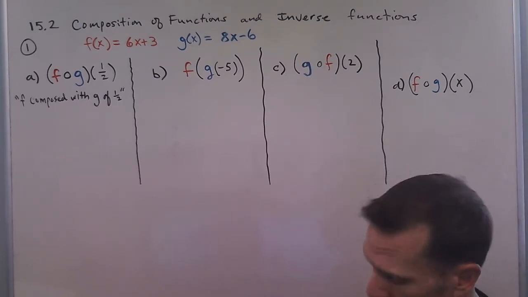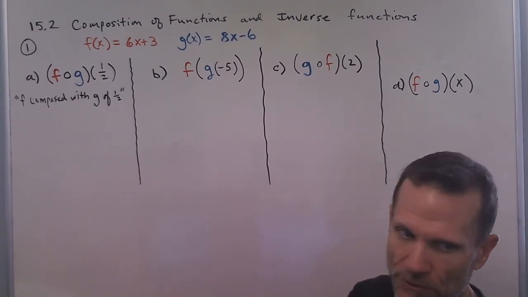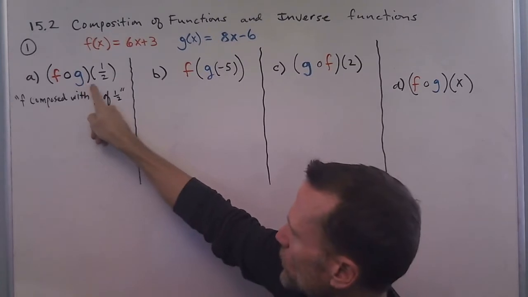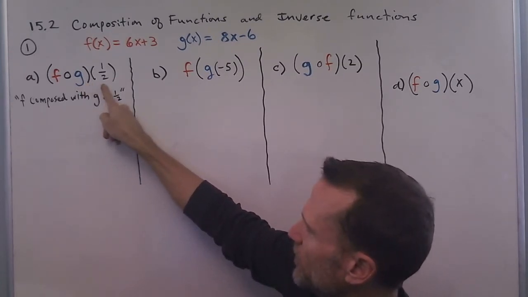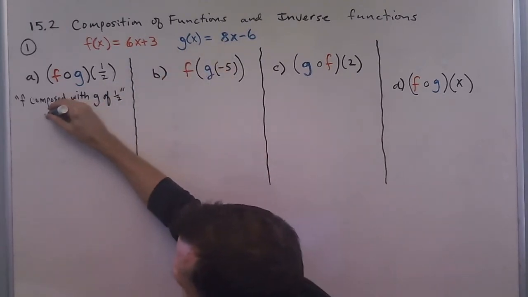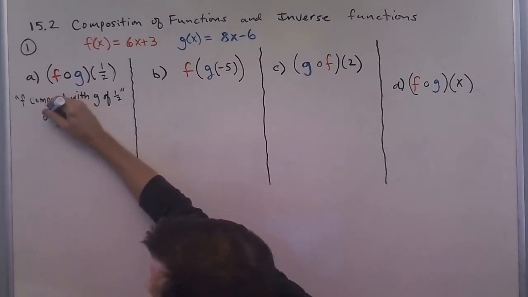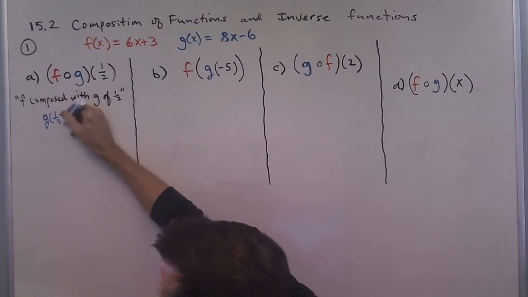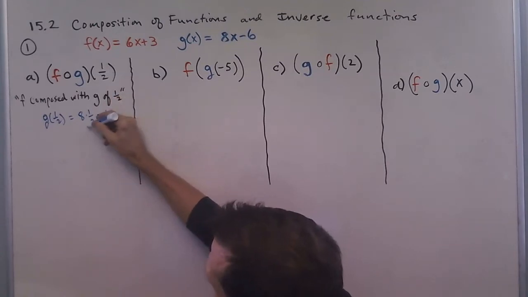So there's different ways to approach this, but one nice way to handle this is to remember that we're going to do this part first, this g of 1/2. So I'm going to put 1/2 into the g function. So I'm going to find g of 1/2. g of 1/2 is equal to, let's see, 8 times 1/2 minus 6. 4 minus 6 is -2.